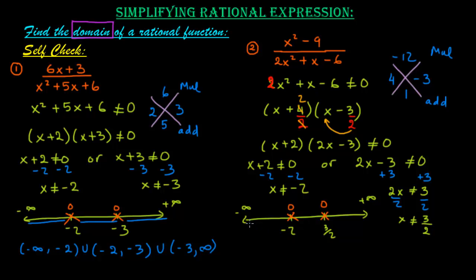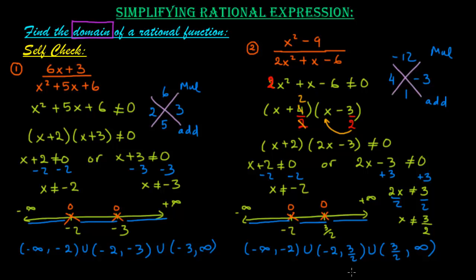So the final answer will be negative infinity to negative 2, union, negative 2 to 3/2, union, and 3/2 to positive infinity. And that is the final answer for problem 2.